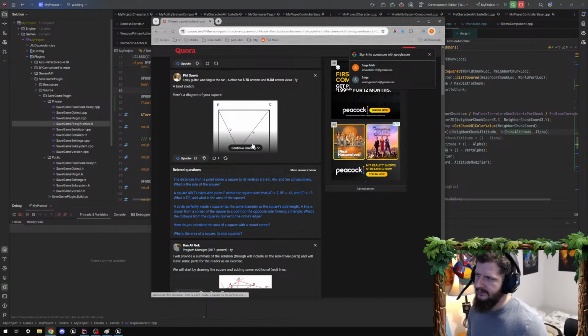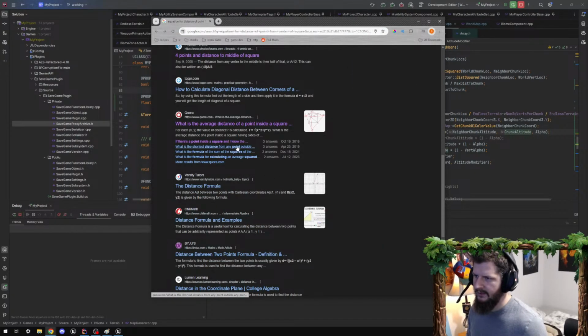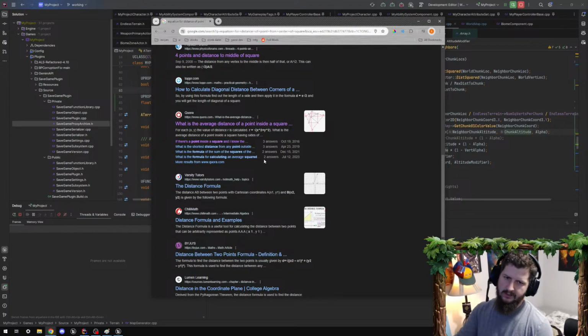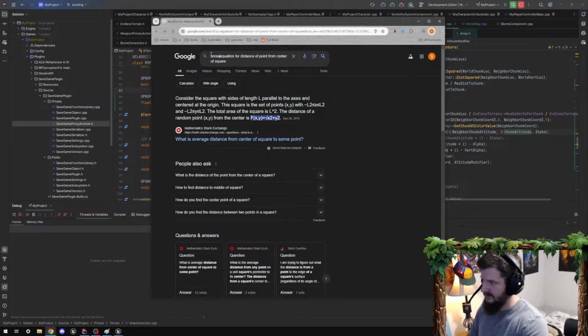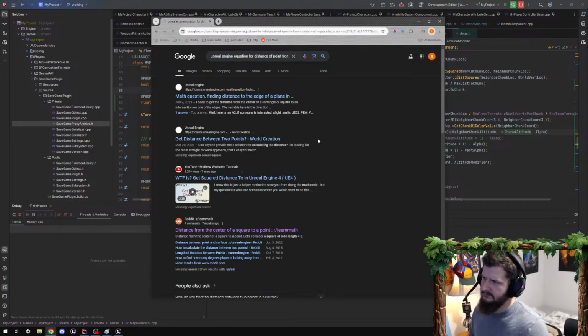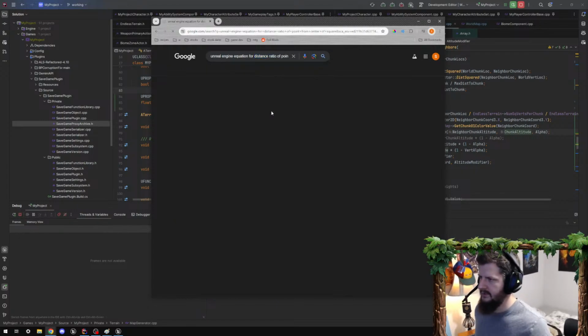And I have no idea if this is even the right way to do this. Again, I was working all yesterday on this problem, the problem of blending altitudes between chunks, and did not seem to make any progress. If I search Unreal Engine, am I going to find something? I guess I said distance of point. Distance ratio?